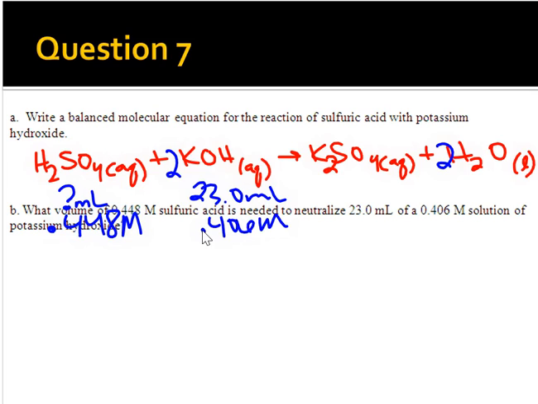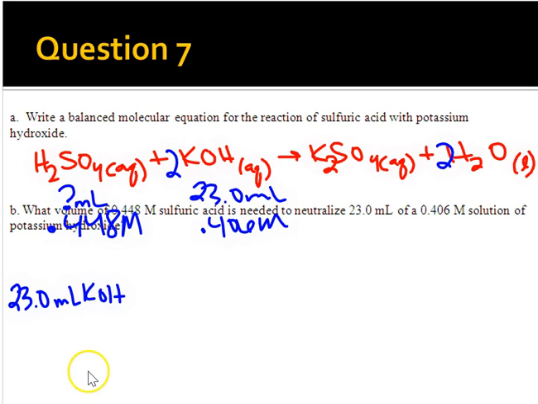So basically the question is saying how much of the acid is needed to fully neutralize the base. So remember, always start out with the amount that you know more information of. In this case, we know more about the base than we do the acid. And we're going to start out not with the molarity, because the molarity is just a conversion factor. We're going to start out with the actual volume. So I'm going to start out with 23.0 milliliters of the base, which is KOH.